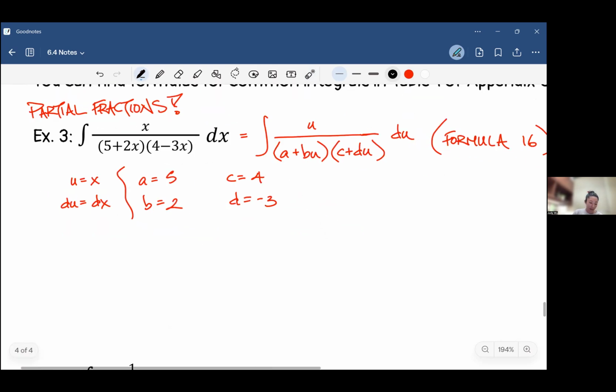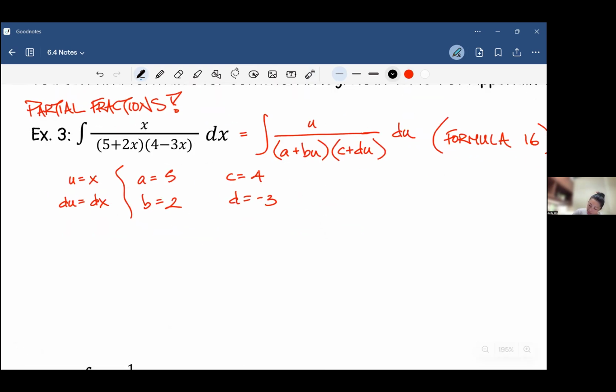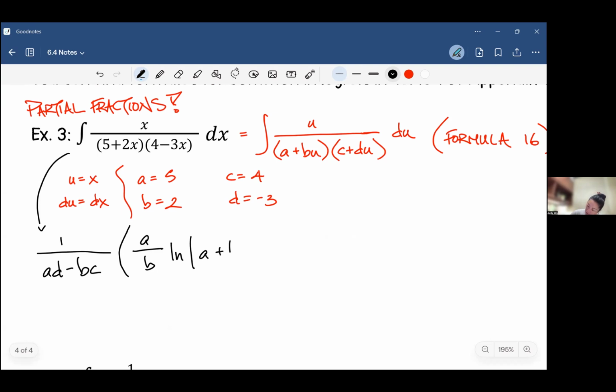Well, what does this formula say? This formula says that this integral is going to equal 1 over ad minus bc, so that's a times d minus b times c, times a over b, the natural log of a plus bu, minus c over d times the natural log of c plus du. All of that, we have no bounds, so we have to have a plus C at the end.